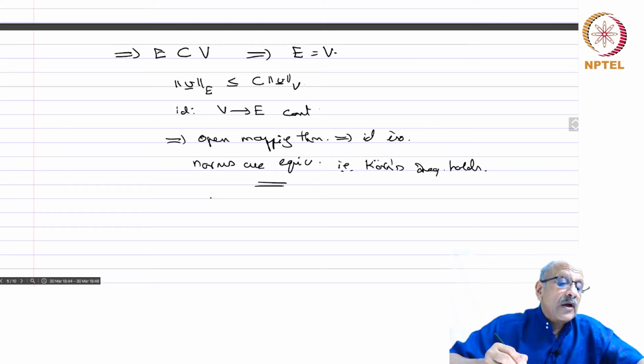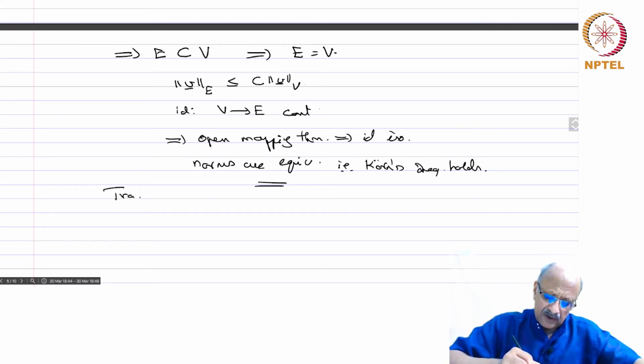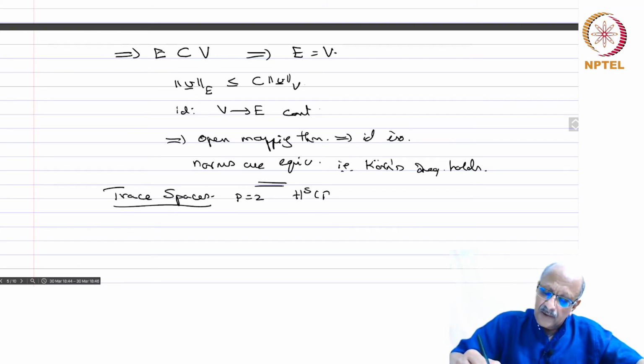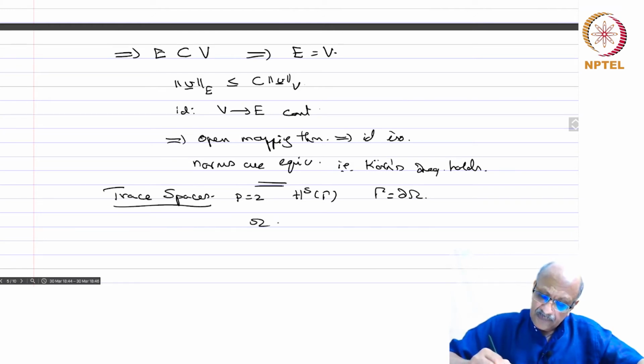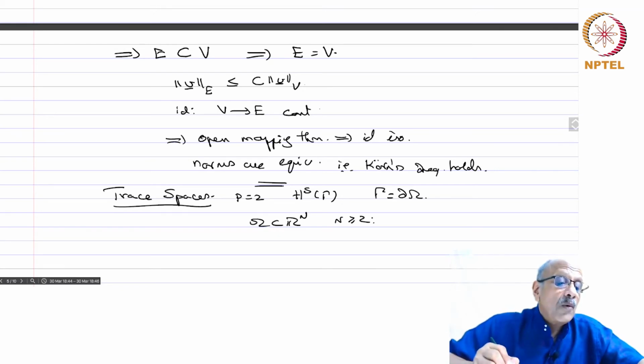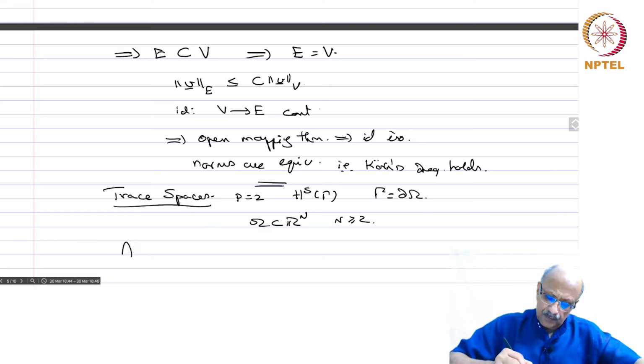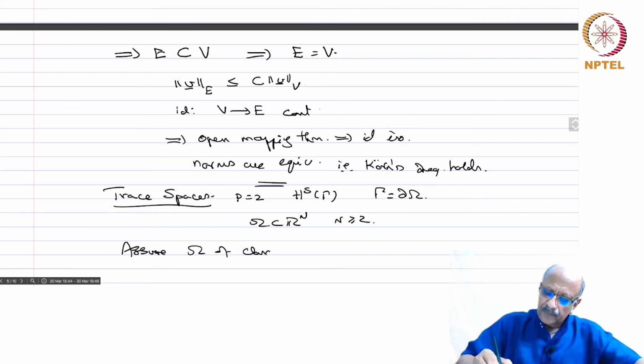Okay, so now we conclude with what we call the trace spaces. We are going to deal with p equals 2, though we can deal with other things. So we want to define Hs of Gamma, where Gamma is nothing but the boundary of Omega. So Omega in Rn, n greater than or equal to 2, an open set. Assume Omega is of class C infinity.